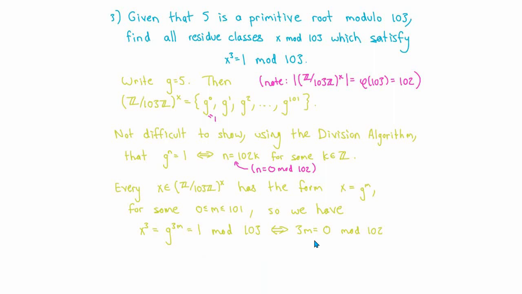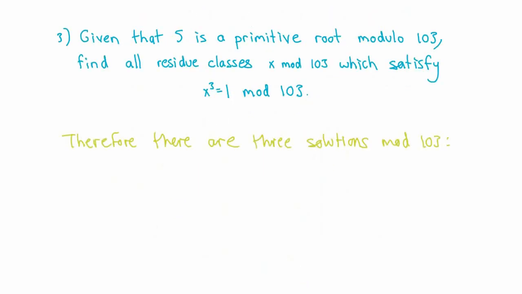Now, we could solve this equation using the ideas that we talked about at the end of the previous video, since the GCD of 3 and 102 divides 0. But in this case, the problem is pretty simple. Since we're only thinking about integers m from 0 up to 101, the only way that 3 times an integer like that could be 0 modulo 102 is if m is one of the 3 integers 0, 34, or 68. That means that there are going to be exactly 3 solutions to the equation x cubed equals 1 modulo 103.